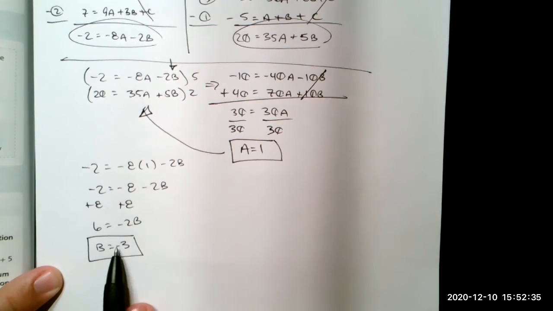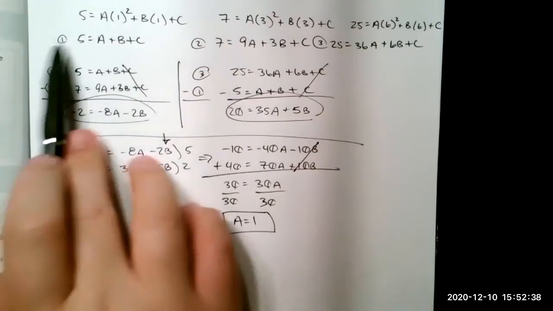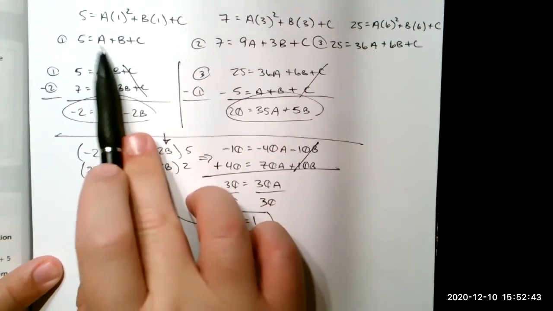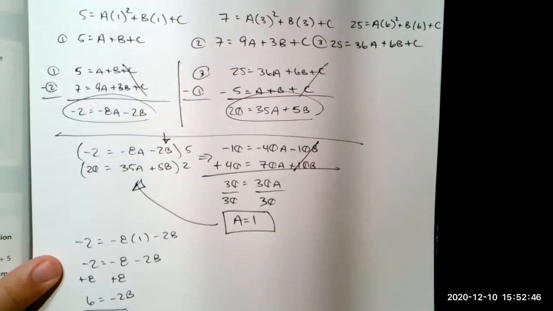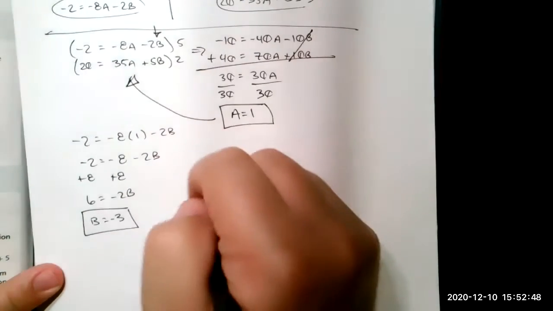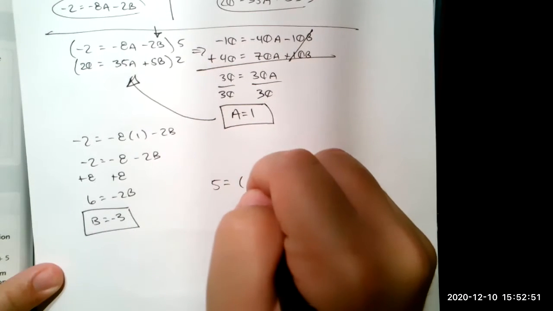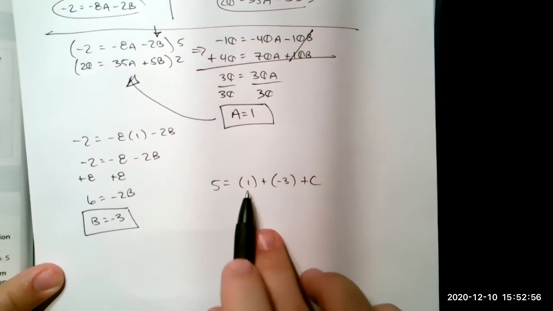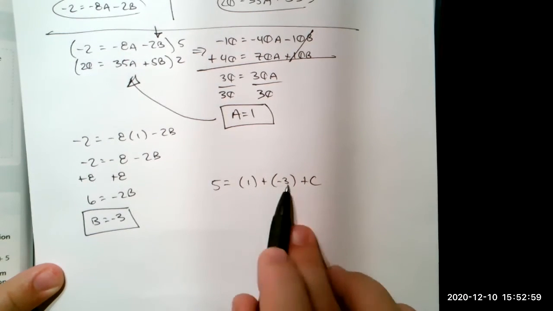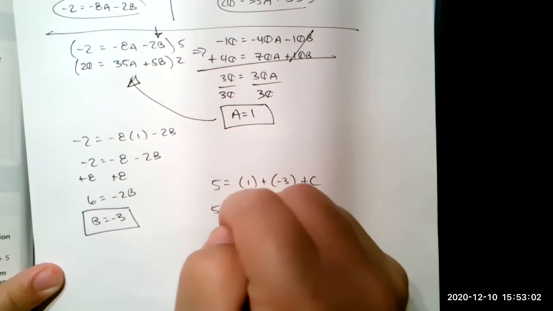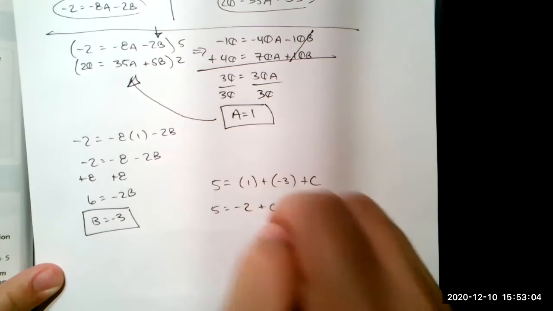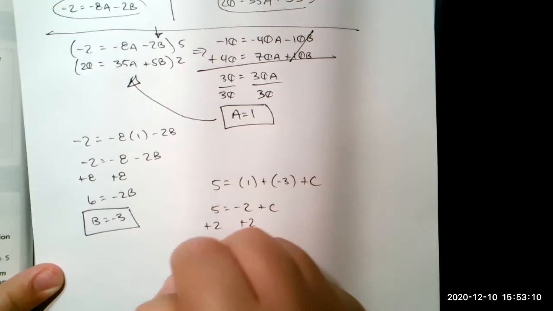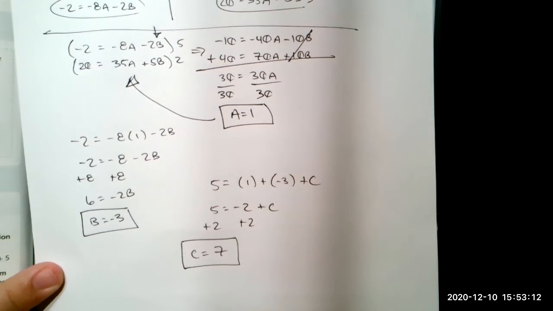So now I'm going to take this information, a is 1, b is negative 3, and go back up to any of these three original equations. It's up to you. Again, I choose the easiest, and it looks like number 1's the easiest. So 5 equals a plus b plus c. 5 equals 1 plus negative 3, or 1 minus 3, it's the same thing. That's 2. I'm sorry, that's negative 2. And if I want to solve for c, I'll add 2 to both sides, and I get c equals 7.